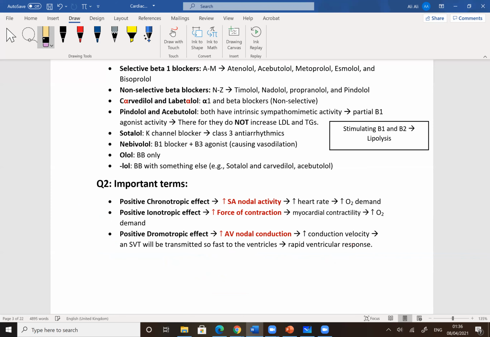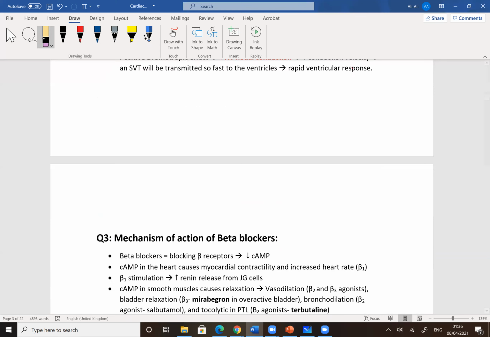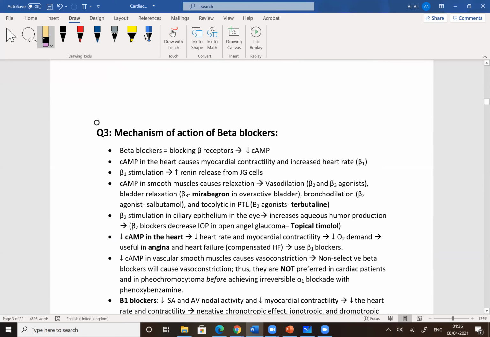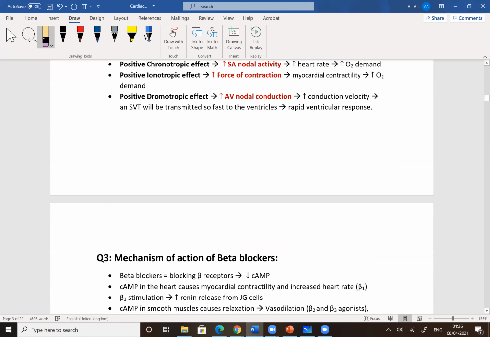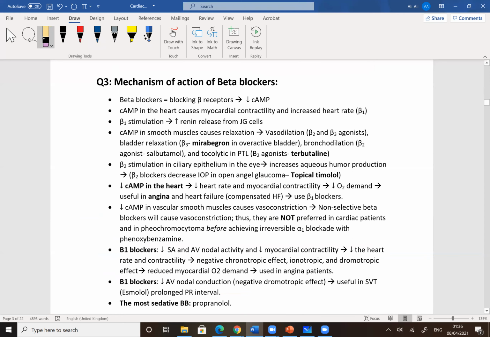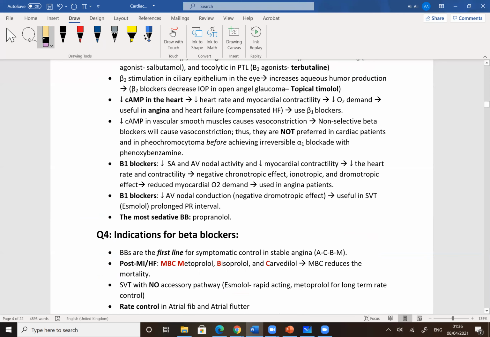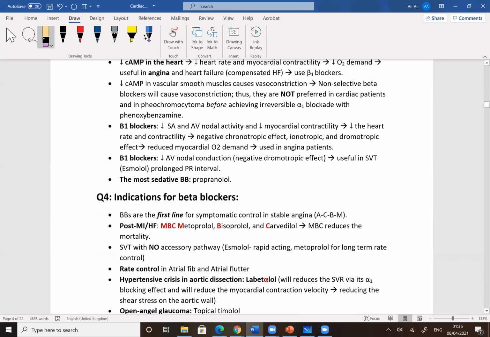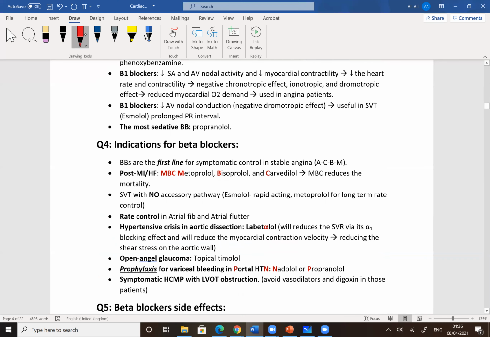Let's see what's happening here. The mechanism of action of beta blockers, we explained it in detail in the previous videos, so we will not re-explain it here. We will talk about the indications of beta blockers. Beta blockers are the first line agents in symptomatic control in stable angina patients. What beta blockers do you want to use in stable angina patients? Selective or non-selective? Of course, you want to use selective beta blockers, those from A through M: acebutolol, carvedilol, bisoprolol, metoprolol. You know what I mean?